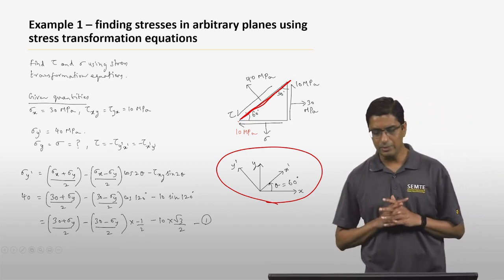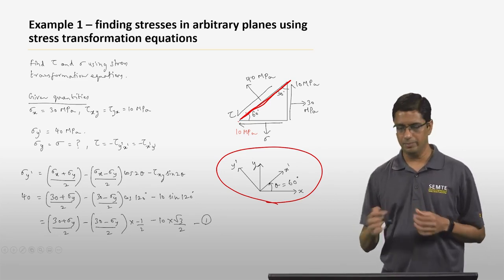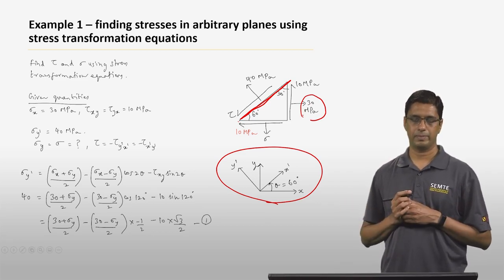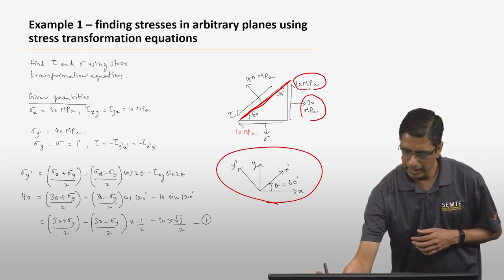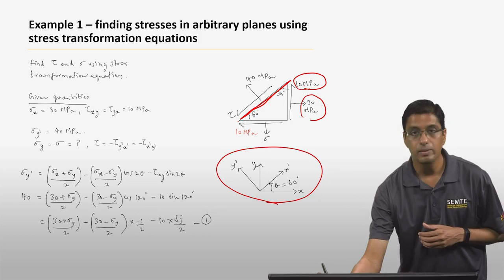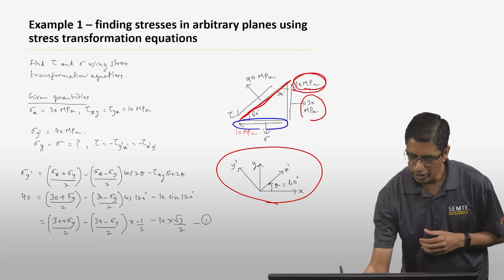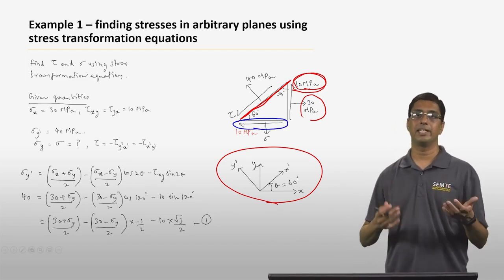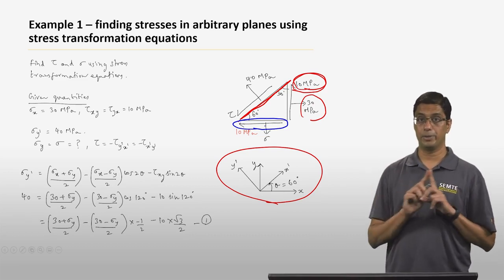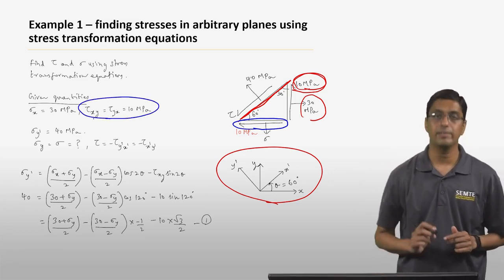Now that is clear, let's look at what are the quantities that are already given. Based on our coordinate system, this 30 MPa is going to be your sigma x. This 10 MPa is going to be your tau xy. Because this is 10 MPa here, this shear stress here should also be equal to 10 MPa, because that shear stress is going to be tau yx, but we know that tau xy is equal to tau yx because of the complementary property of shear. So both tau xy and tau yx are 10 MPa.